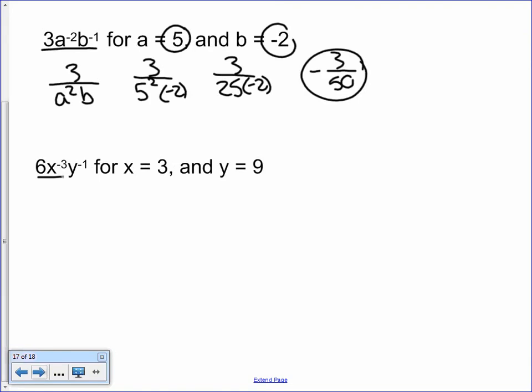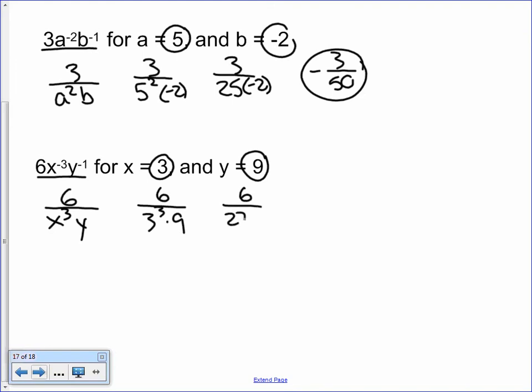And the last one, move those bases with the negative exponents. So we have 6 over x to the third, y. We can have y to the 1 or just the y. And then plugging in our numbers, you get 6 over 3 to the third times 9. 3 to the third will give me 27. And 27 times 9.